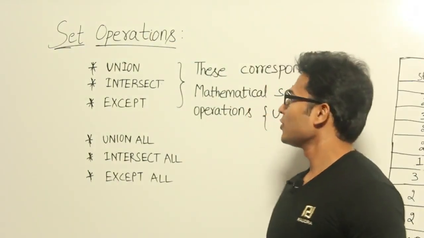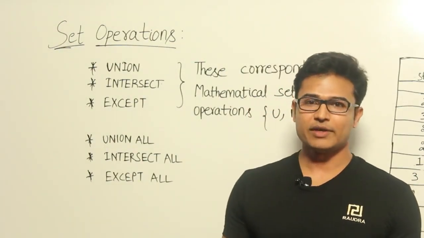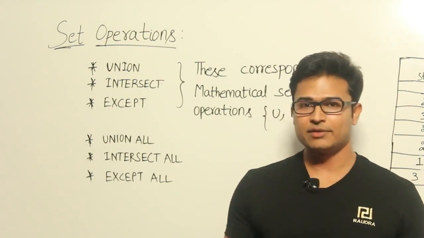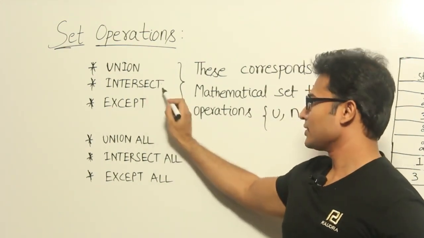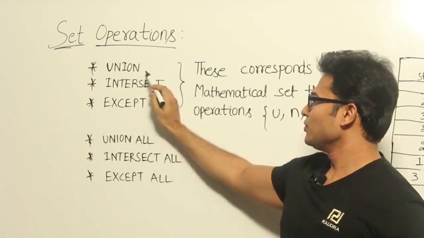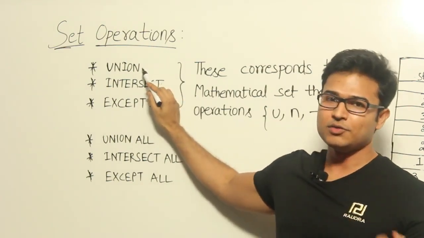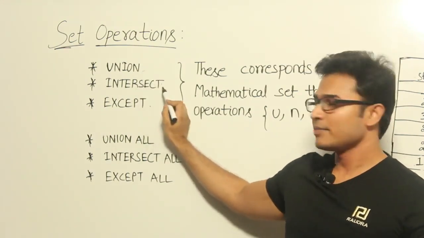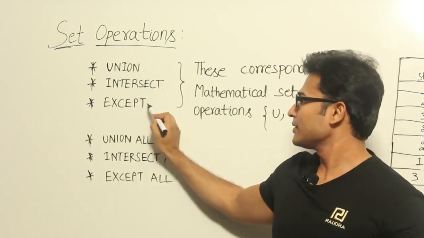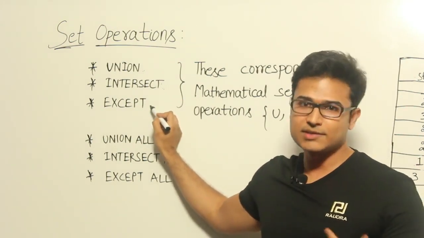Now let's see the set operations which are available in SQL. They are exactly the same as those available in mathematics. So we have three such operations here: union, intersect, and then except. Union is exactly the same as the union operation in set theory, intersect is the same as intersection in set theory, and except is nothing but the set difference in set theory.